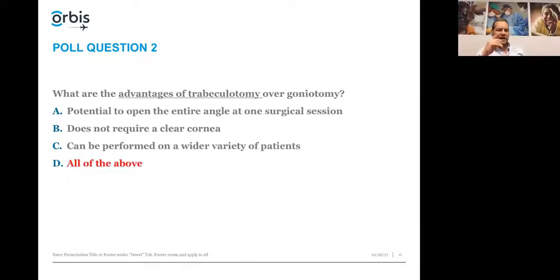we'll discuss how you can open the entire angle with trabeculotomy. Of course, one trabeculotomy might only open about 1/3 of the angle, but there are techniques that we'll discuss where you can open the entire thing. And it does not require a clear cornea, and I think that's one of the key elements. If you're only going to be good at one technique for congenital glaucoma, then trabeculotomy makes a lot of sense. And that's why it is applicable to a wide variety of patients.